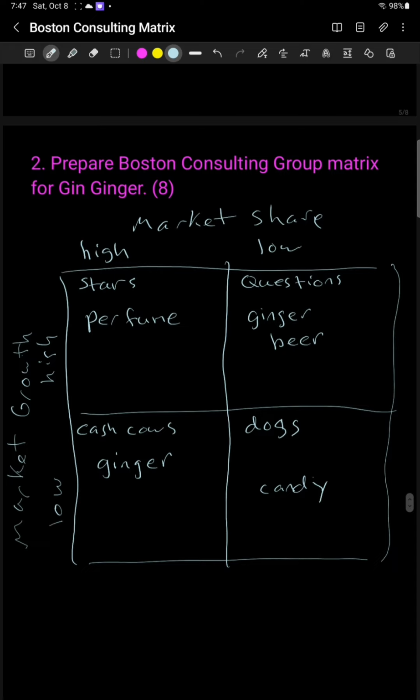Prepare a Boston Consulting matrix for Gin Ginger. Okay, so as we saw before, I put market share here, market growth here, high, high, low, low. Since the perfume is selling well and it's in a market that has high growth, it's a star, so I put it here. The ginger beer is also in a market that's growing well, but they have a low market share, so ginger beer is here. Ginger is a cash cow. Yeah, the market isn't growing, but they have 70% of the share, so everybody's buying their ginger. And their ginger candy, there's no market growth and there's no sales. It's a dog, because everybody hates dogs. I don't get that.